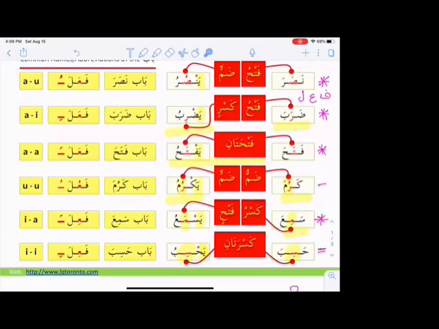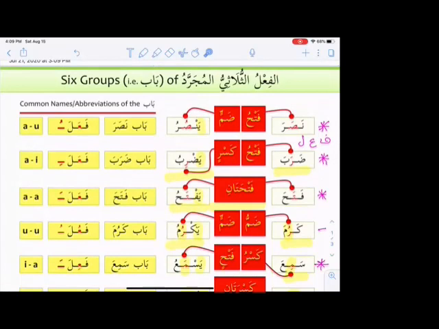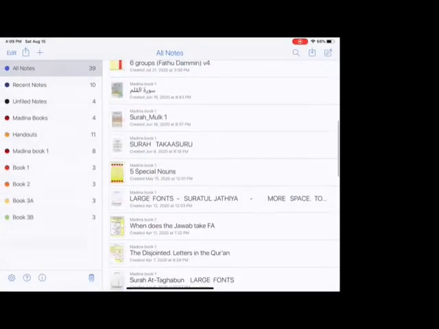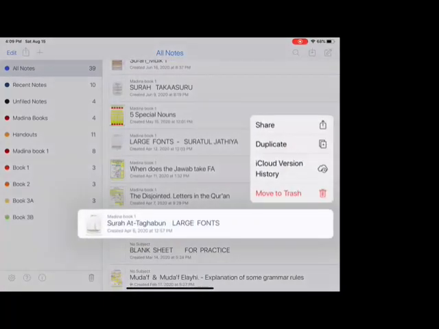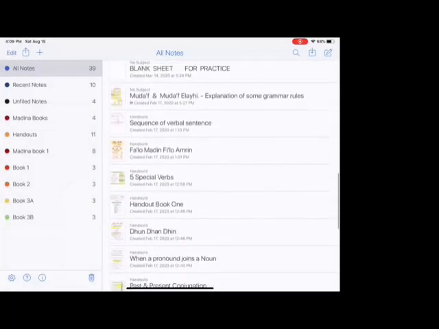Fatahatani, fataha yaftahu. So inshallah, you will remember, and I will now go back to something else. Book 1.